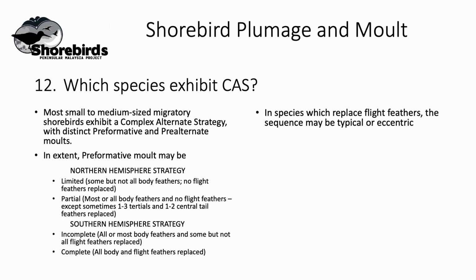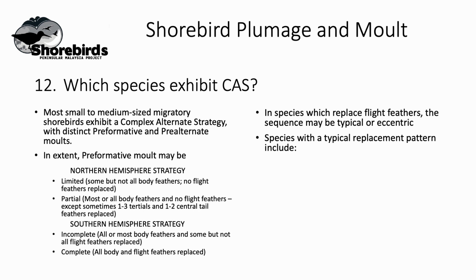And another distinction, in species that do replace flight feathers, the sequence can be typical, from the inside to the out on primaries and the outside in on secondaries, or eccentric, where the molt begins somewhere other than the innermost primary and the outermost secondary.